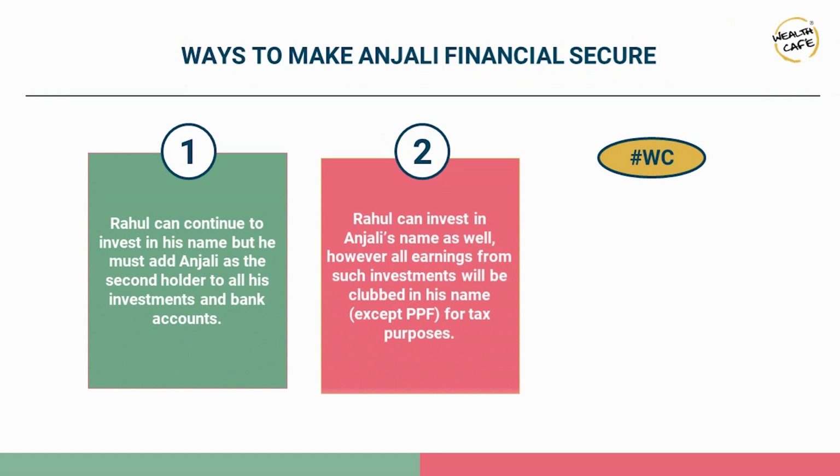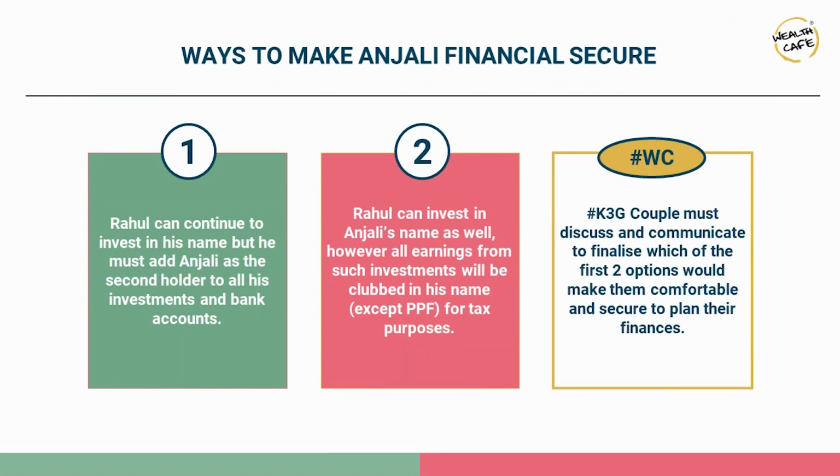If that makes Anjali feel more secure, he can opt for that, but he must be aware that whatever investment he is doing in the name of his wife, he continues to be solely responsible for paying the taxes on those investments. Whatever income is earned from those investments will get clubbed with the income of Rahul. So the K3G couple can decide between them what makes them more comfortable, whether Anjali is added as a second holder in all the investments of Rahul, or some of the investments are done in the name of Anjali as the first holder. Either way, they choose that particular option which will allow them to get onto the path of wealth creation and have a very smooth journey all the way along.